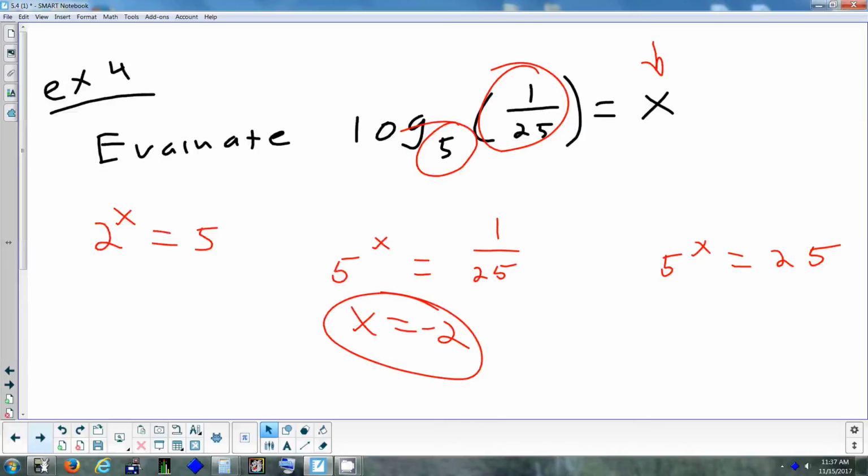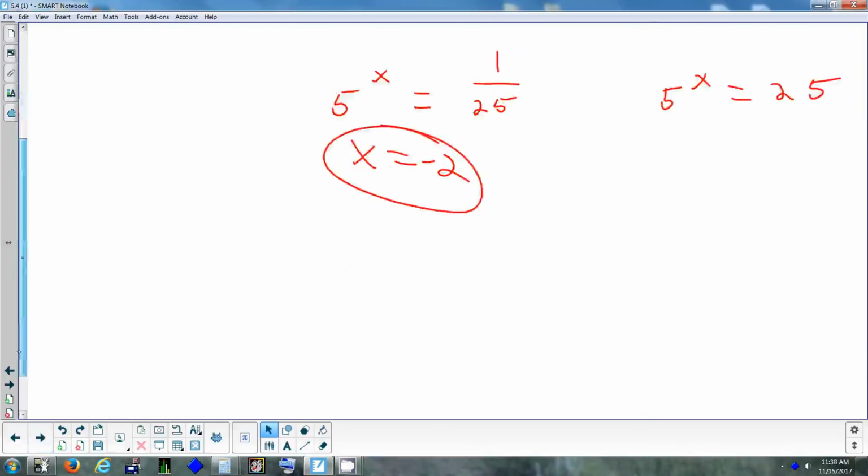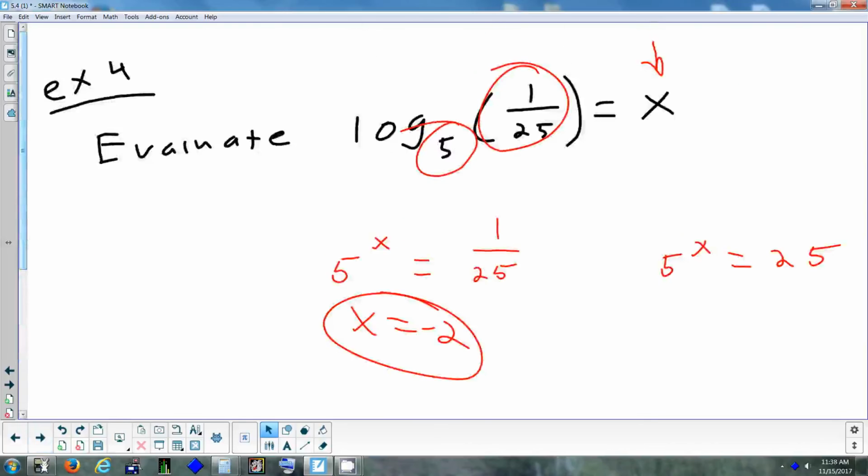Or maybe you would on the graphing calculator. To use an idea we've done before, you could probably figure it out. Okay, but we definitely don't know how to do it without a graphing calculator.